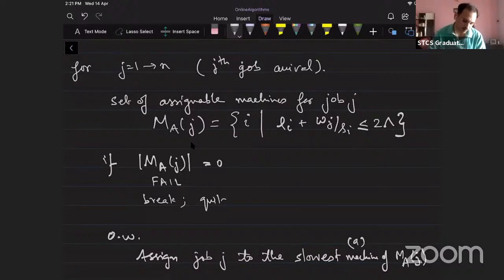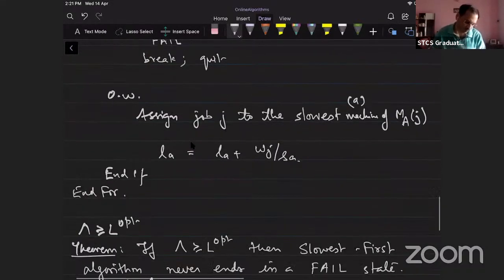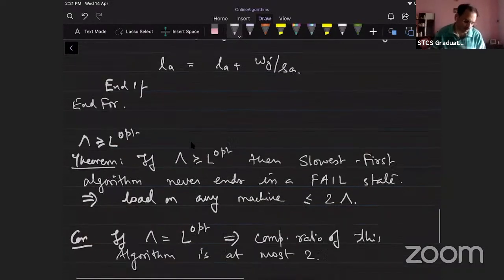That at each job arrival, I'll assign it to some machine. Because of my assignable condition, that will ensure that the load on the machine after assignment is never more than 2 times lambda. And for all jobs, there is at least one such machine. Any other questions?